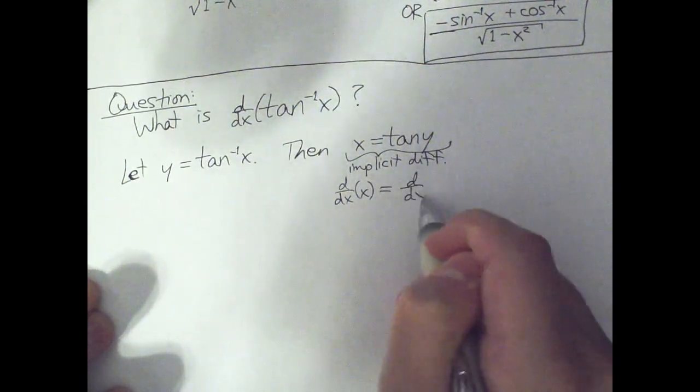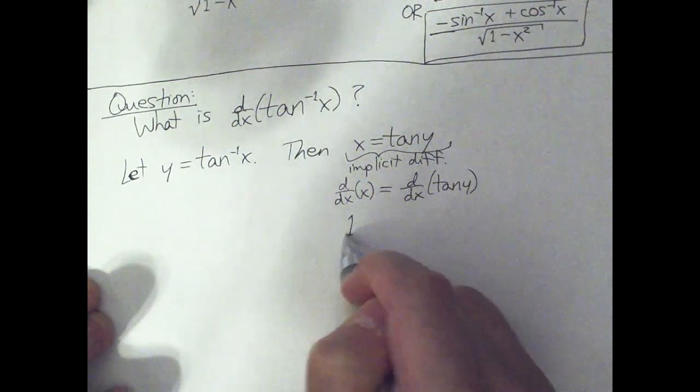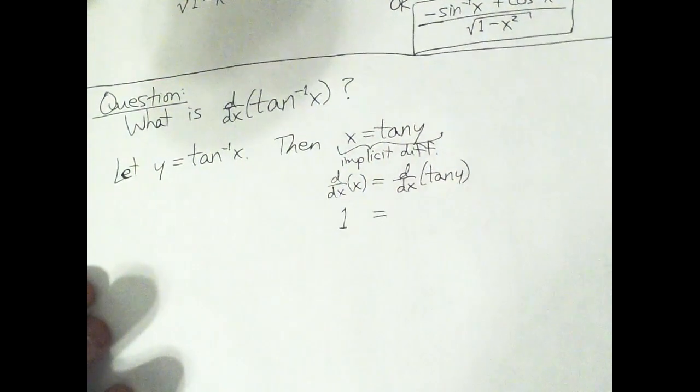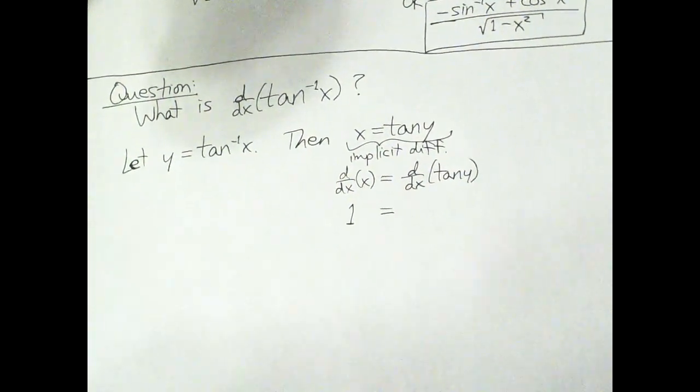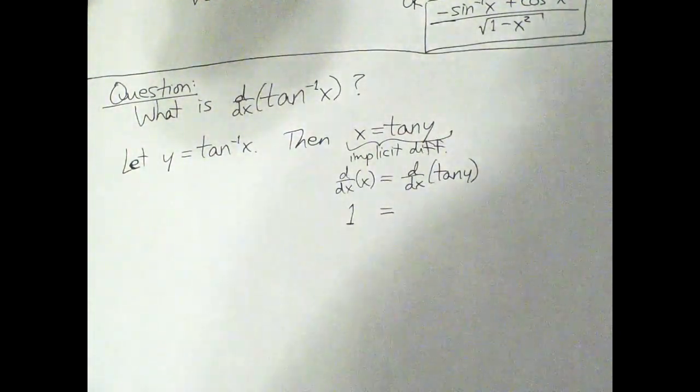Ooh, what is d dx of tangent y? I mean, I know that the left-hand side is just going to be 1. D dx of tangent y, do you remember what the derivative rule is for tangent? If you don't, you could always figure it out again, strictly speaking, the way we originally found it.